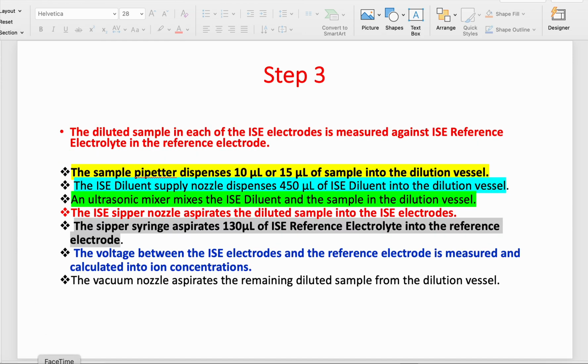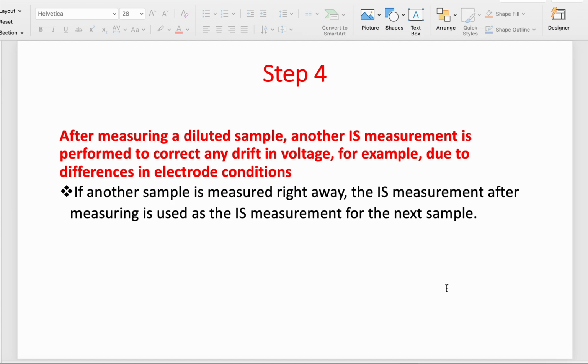Number 3, yeah. So the voltage between the ISE electrode and the reference electrode is measured and calculated into the ion concentration. The vacuum nozzle aspirates the remaining diluted sample from the dilution vessel, and it's vacuumed again. Then after measuring the diluted sample, another ISE standard is measured to correct any drift in the voltage, for example due to differences in electrode concentration. So basically it has to be adjusted; step 4 is to adjust, to get back to normal.